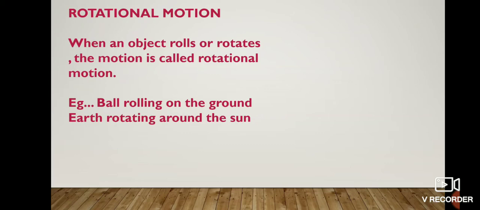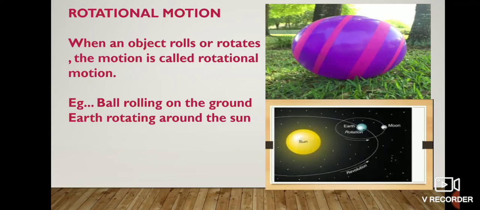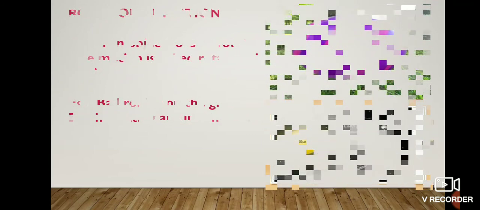Rotational motion. When an object rolls or rotates, the motion is called rotational motion. For example, ball rolling on the ground, earth rotating around the sun, all are examples for rotational motion. Rotational motion means the object rolls or rotates. We call it rotational motion.